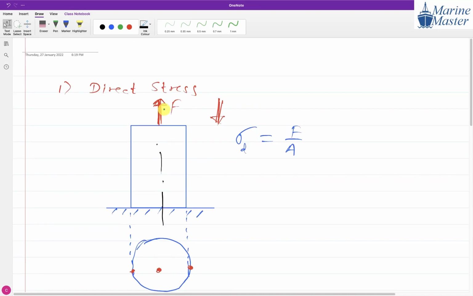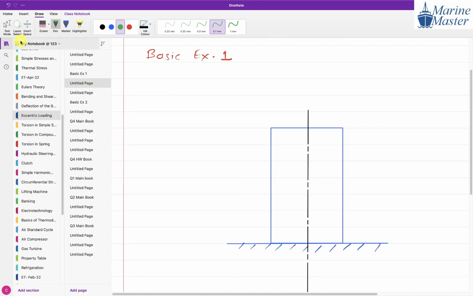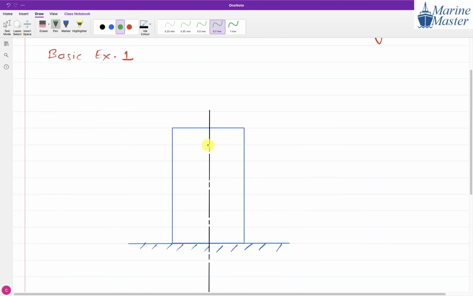See, here observe the force. In case of direct stress, the force is along the center line. In case of bending stress, the force is perpendicular to the center line. Now, what is the combination? Try to see the scenario here. This is a basic example. Now the force is not along the center line. Perpendicular is also possible, but I am taking a basic example. So now here we have eccentric loading. The force is a little bit away from the center line.